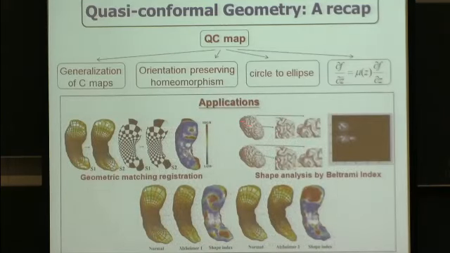So just to recap, Tony has mentioned some of the applications of quasi-conformal geometries. One of the applications that he mentioned is that we can manipulate, we can control the mu to find a geometric matching registration between hippocampus surfaces. He also talked about how we can use the Beltrami coefficient to do shape analysis of the brain cortical surface to study the gyrification patterns on the brain.